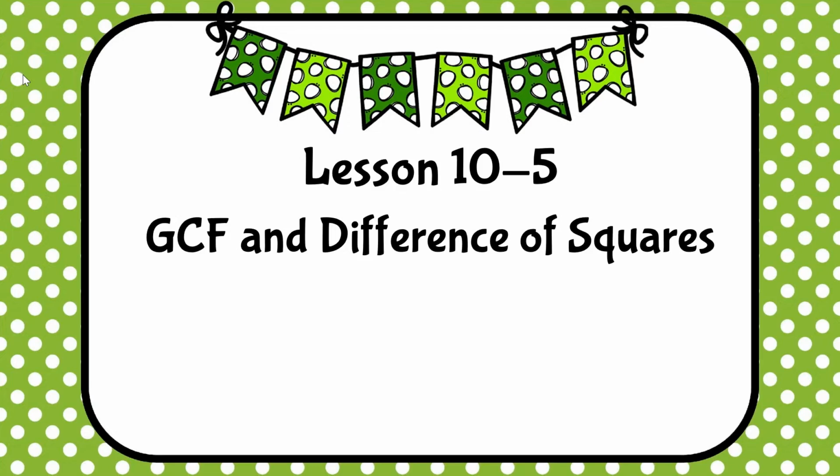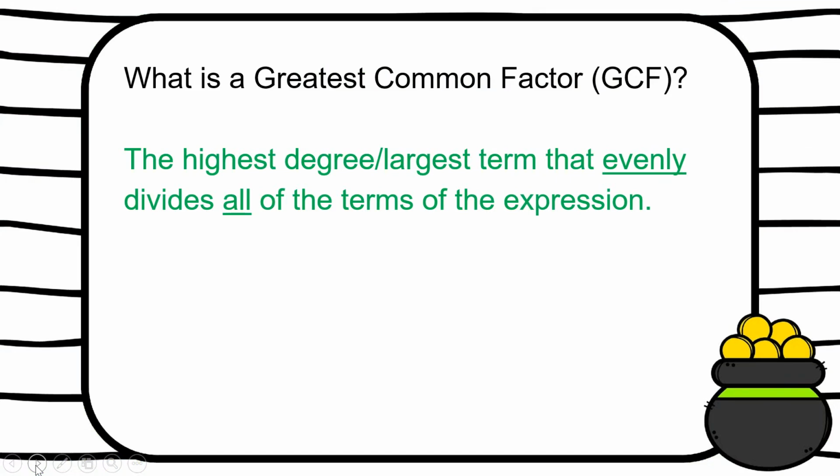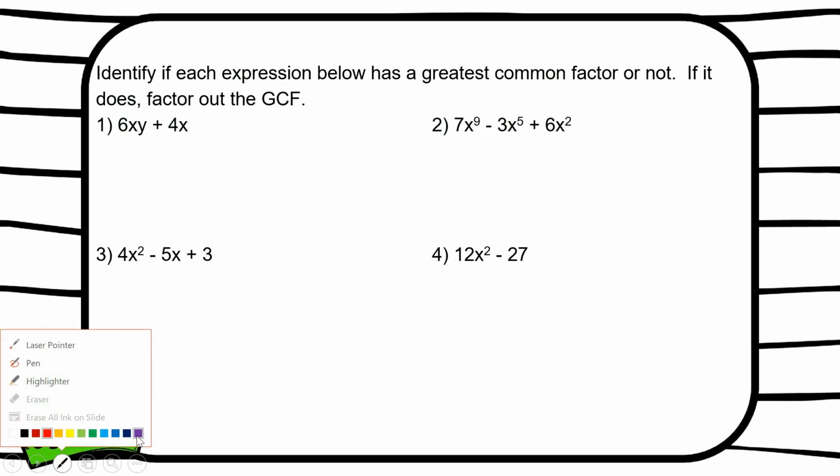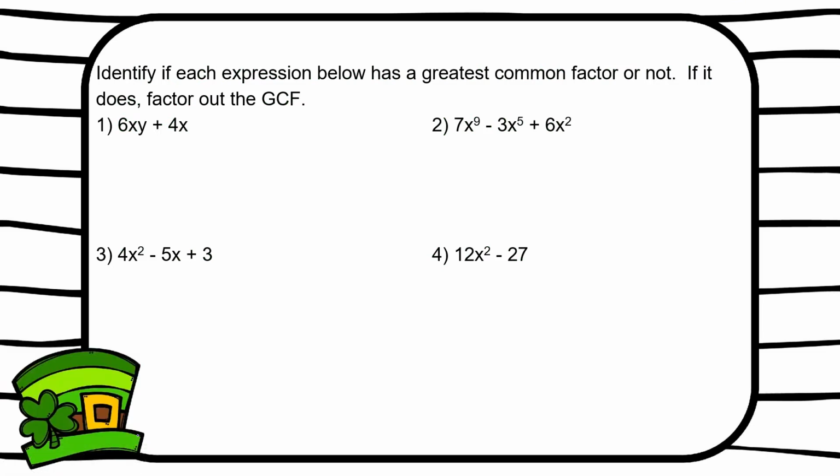Today we're going to look at GCF and difference of squares. So what is GCF? It is an acronym for greatest common factor. And so it's the highest degree or largest term that evenly divides all of the terms in the expression. So we're going to do a few of these together. We're going to identify the GCF if there is one. And if there is one, we're going to factor it out.